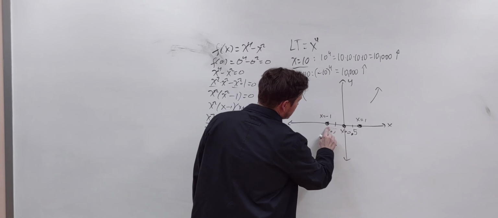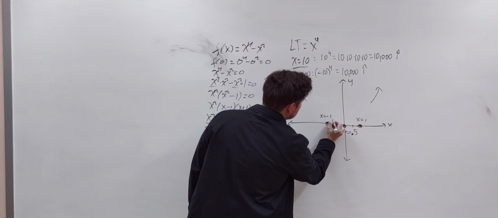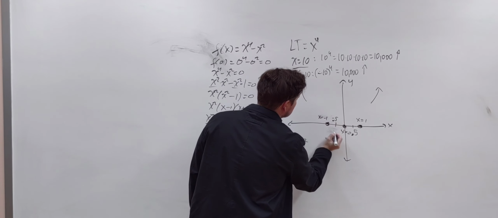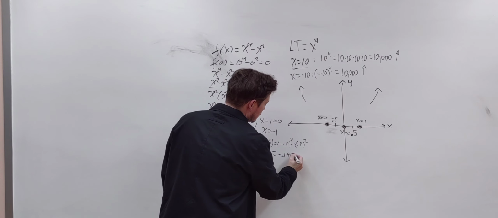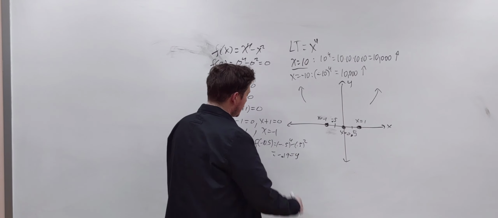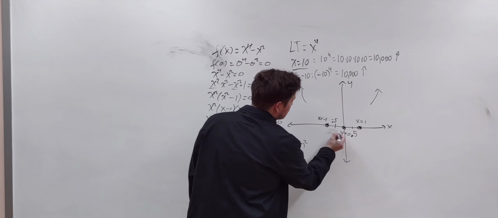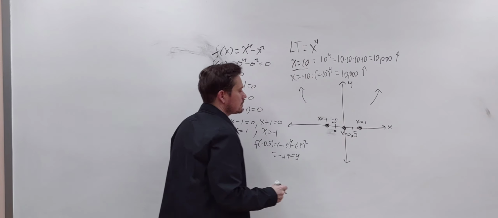So let me erase this a little bit and put this here. So negative 0.5 goes here. Let me erase these so they fit better. And this is x equals negative 1. This, remember, is a value of y. So negative 0.5 goes in, negative 0.19 comes out. Say that's about here, like this.